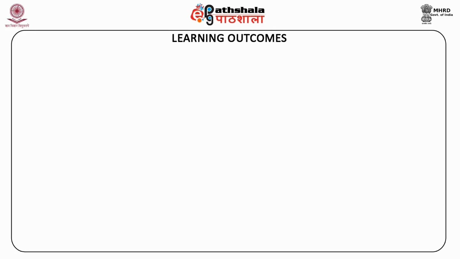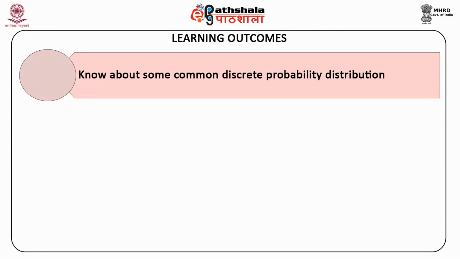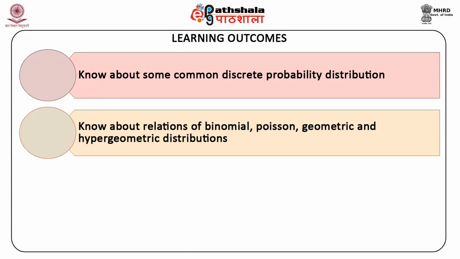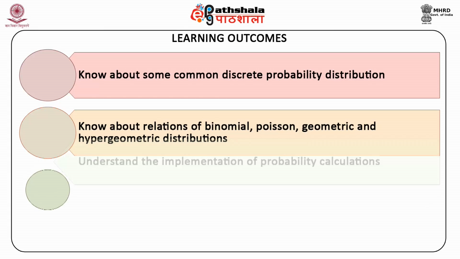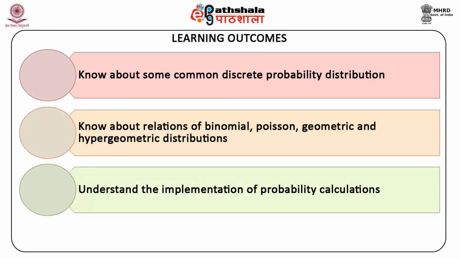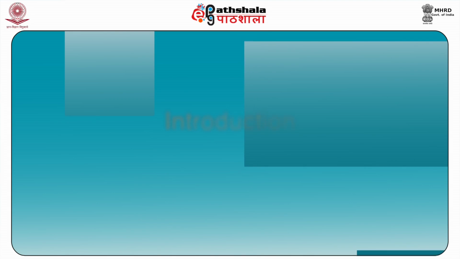After studying this module, you shall be able to: number 1, know about some common discrete probability distributions. Number 2, know about the possible relations of binomial, Poisson, geometric and hypergeometric distributions. Number 3, understand the implementation of probability calculations using probability mass functions, that is PMFs, and derive the general form of a PMF with its mean and variance.